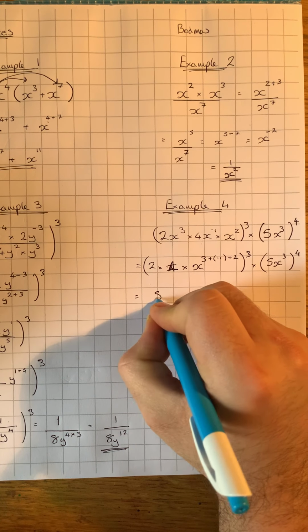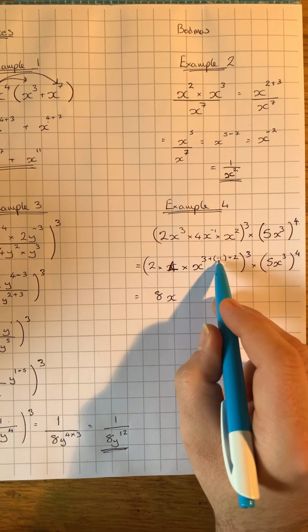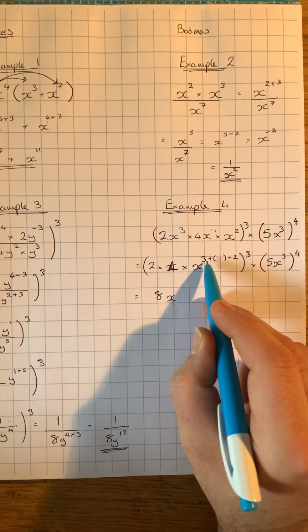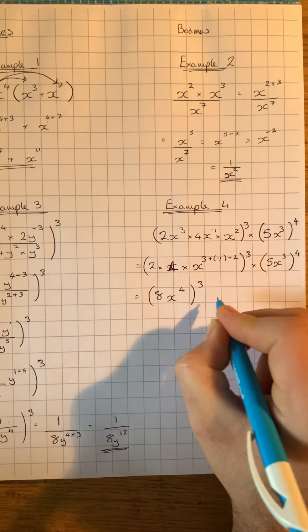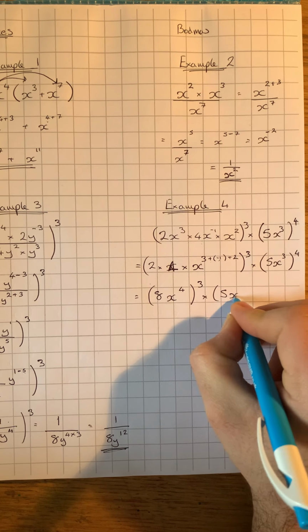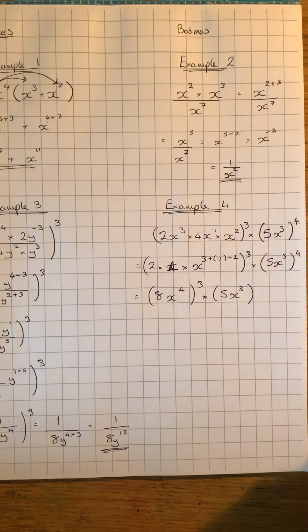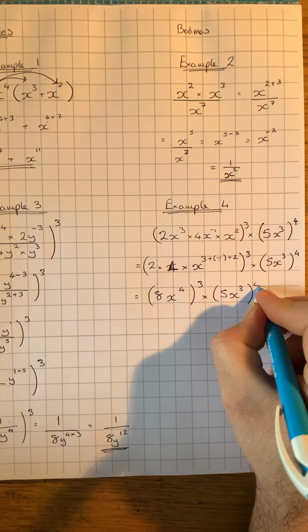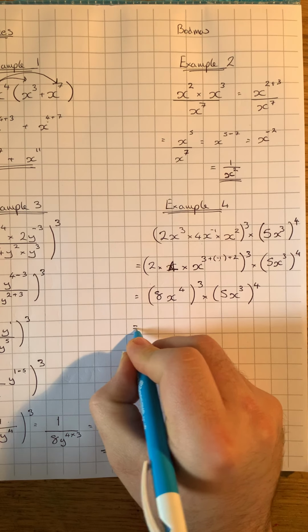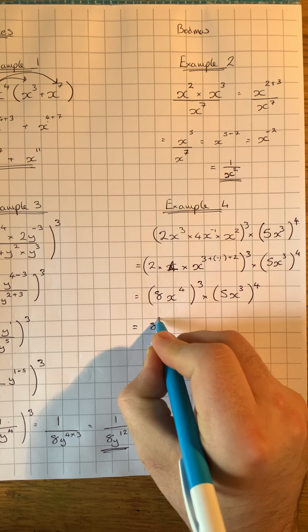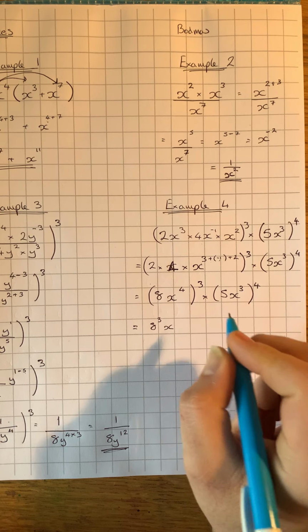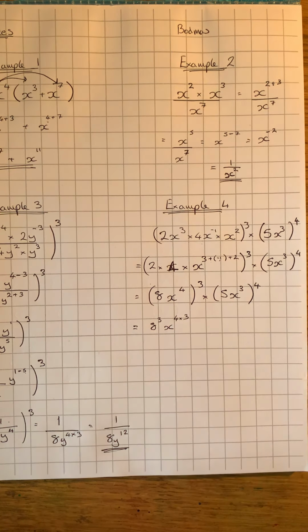So we're just tidying all this bit up in here in the brackets. So we've got 8x, now 3 add -1 is going to be 2 because an add negative becomes a negative. So 3 take away 1 is 2. Add another 2 is going to give us a 4. That's all still to the power of 3. And we've got 5x to the 3 here, all to the power of 4. Then we're going to be using our power rule to break this out.